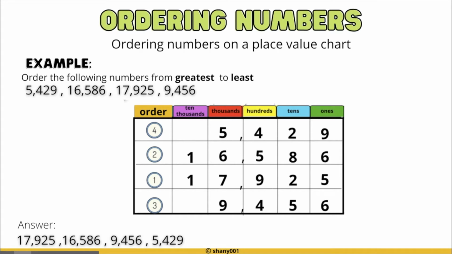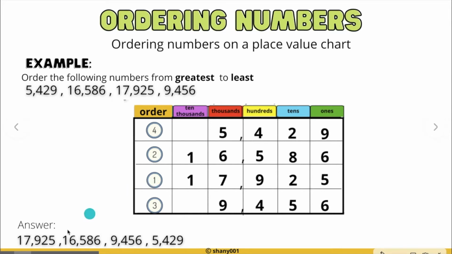Let's go ahead and see what this looks like. My biggest number is 17,925. And then it's 16,586. My third one is 9,456. And my least number is 5,429. And this order column is very important because that's how you go ahead and write out your answer.